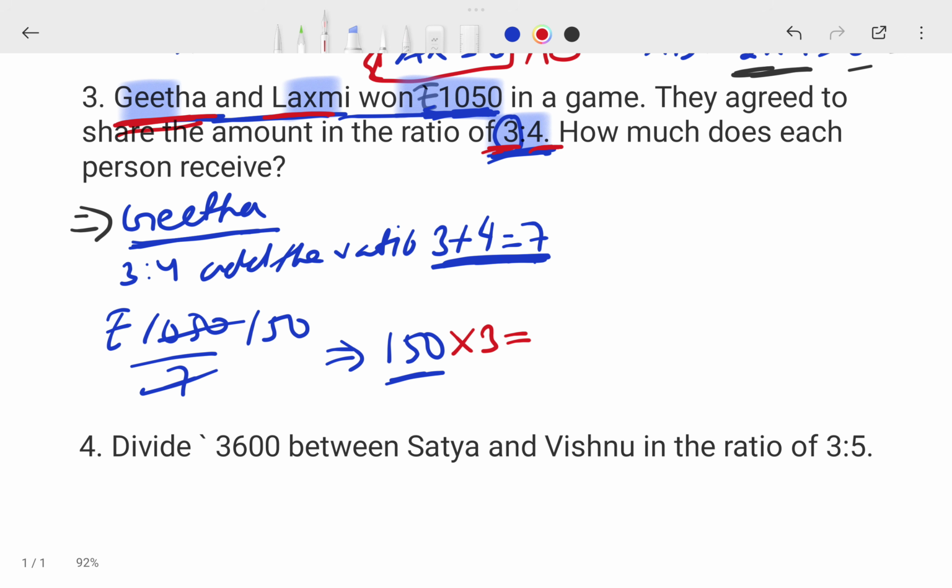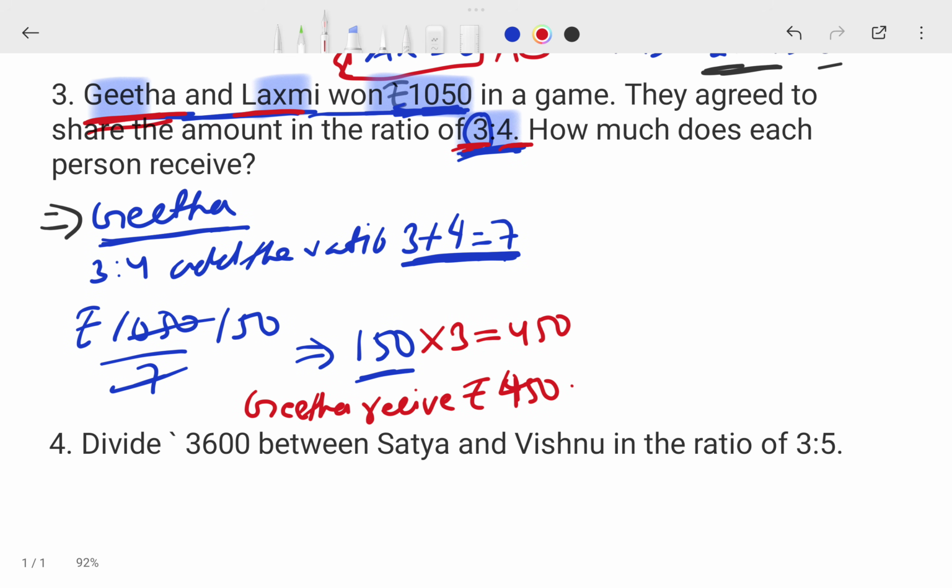If you multiply with the 3, what will be the answer? If you multiply, the answer will be 450. So how many rupees does Geeta have? Geeta receives 450 rupees only. Okay, now this question is over. Now we know Geeta receives 450 rupees. Now we have to find how many rupees Lakshmi receives.